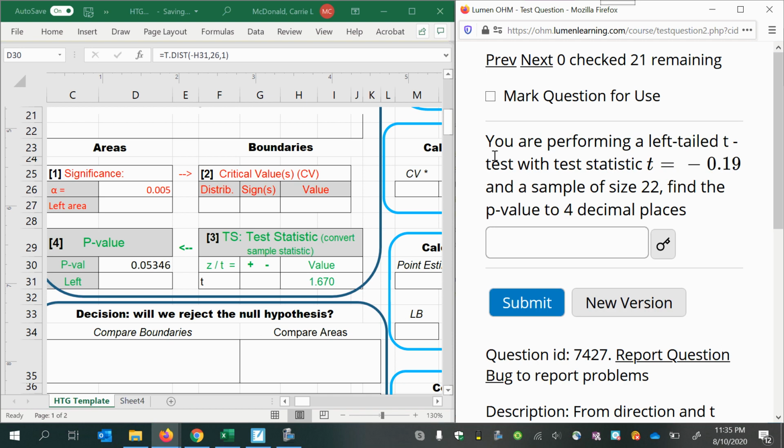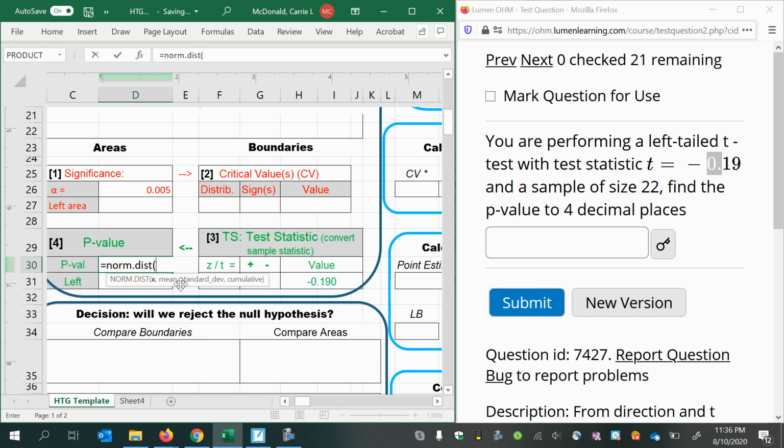Let's do another example. You are performing a left-tailed t-test with test statistic t equals negative 0.19 and a sample size of 22. Find the p-value to 4 decimal places. So this time we have a left-tailed test, a given t test statistic of negative 0.19. So that's my t-score.